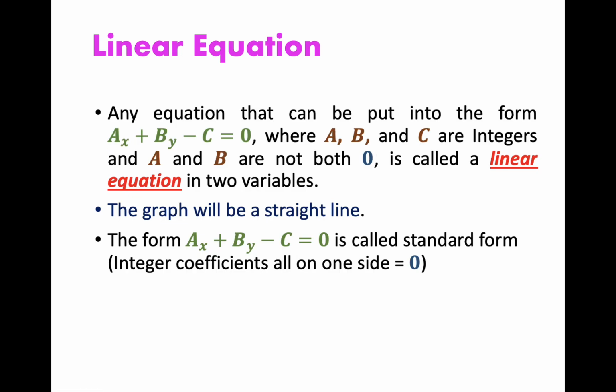Linear equation, so any equation that can be put into the form of ax plus by minus c is equal to 0, where a, b, c are integers and a and b are not both 0. It's called a linear equation in two variables. So the graph will be a straight line with the form of ax plus by minus c is equal to 0. It is called the standard form, or integer coefficients, all on one side, equals 0.